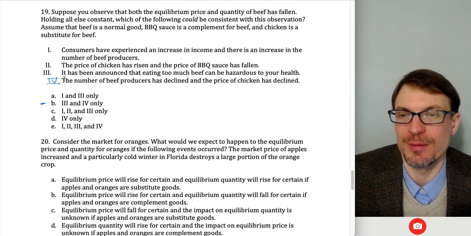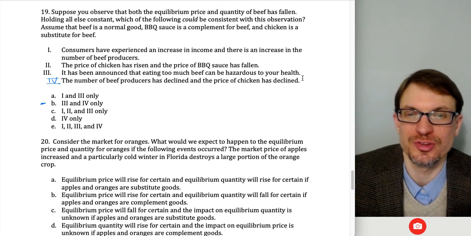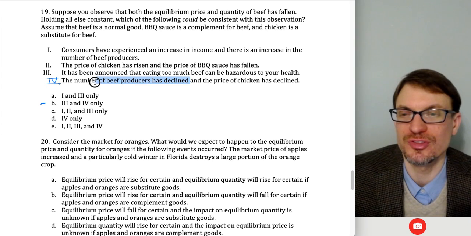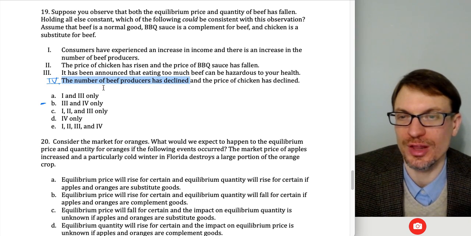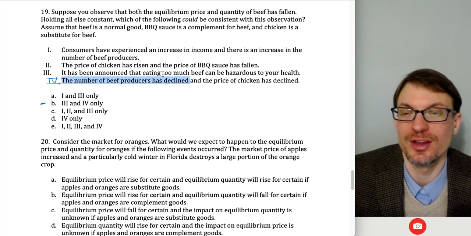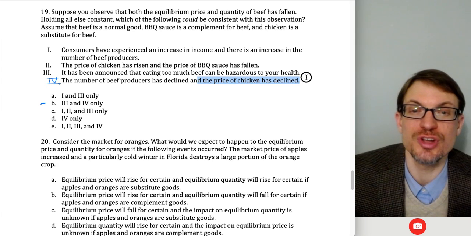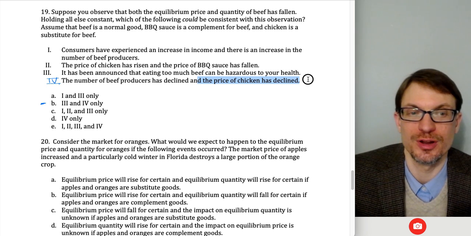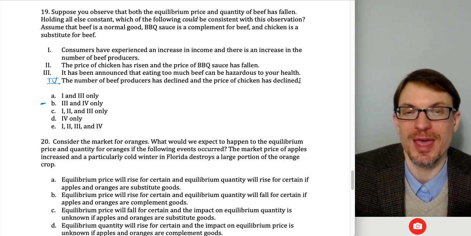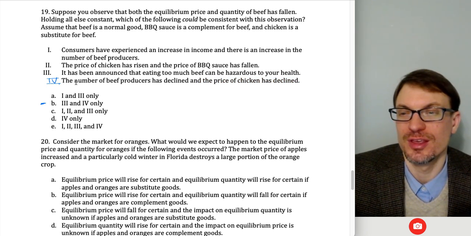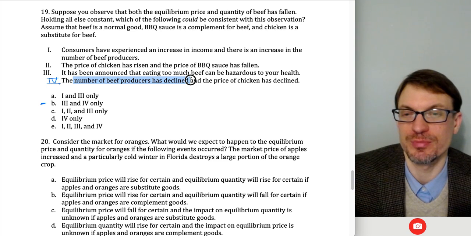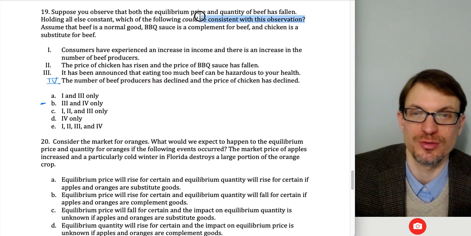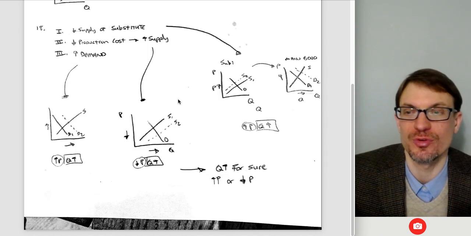And then the number of beef producers has declined and the price of chicken has declined. This is a decrease in supply. That'll tend towards an increase in price and a decrease in quantity, but the price of chicken has declined. A decrease in the price of a substitute is going to lead to a decrease in demand for the good under consideration. And if demand shifts further to the left than supply shifts to the left, price could fall, and that's consistent with this observation. Now, let me show you with graphs.